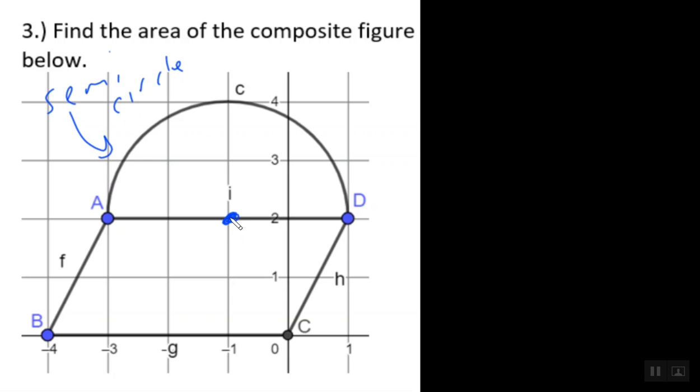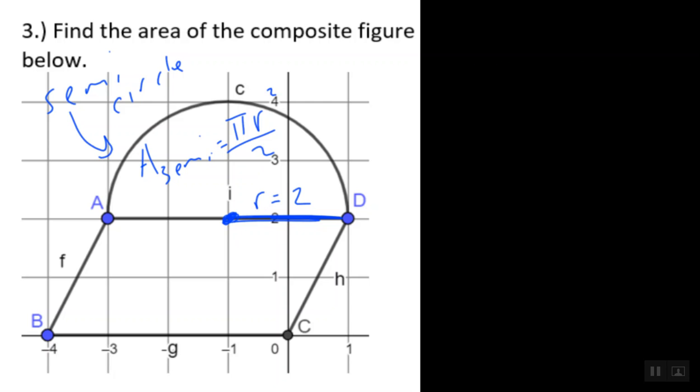And we can quite clearly see that the radius of this semicircle, the radius r, is equal to 2. And we know that the formula for the area of a semicircle is equal to pi r squared over 2.